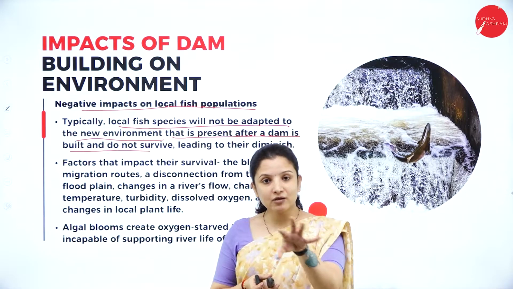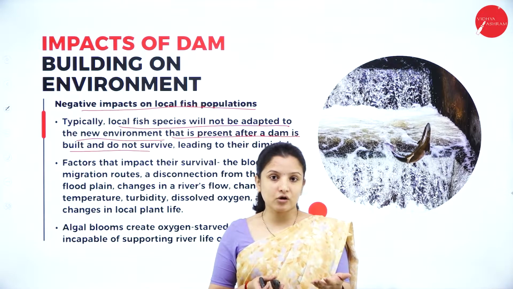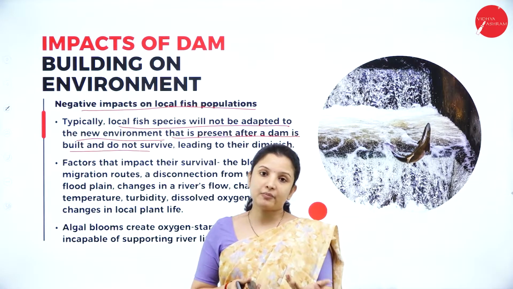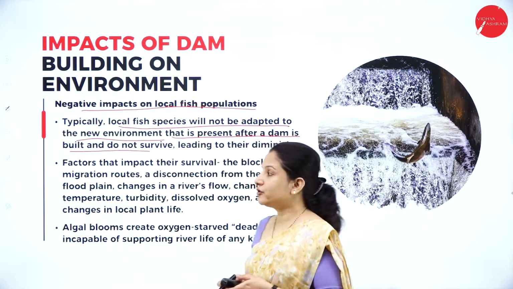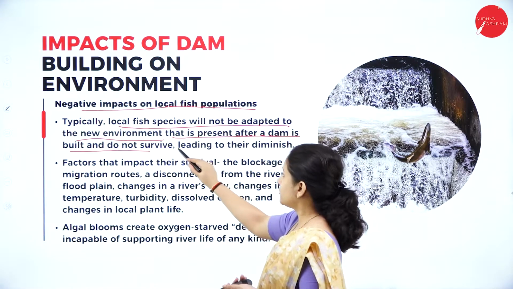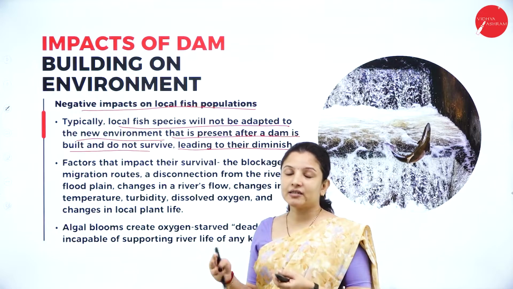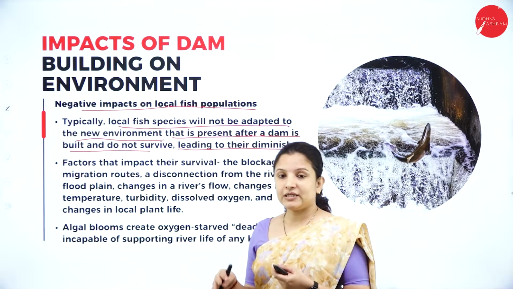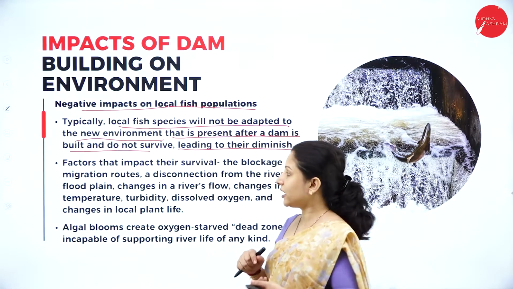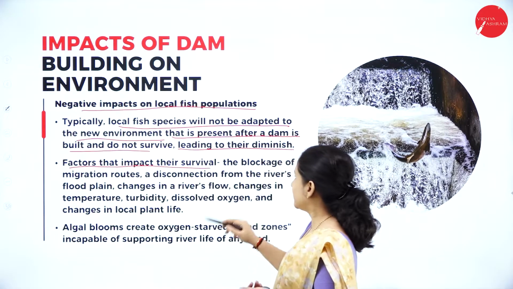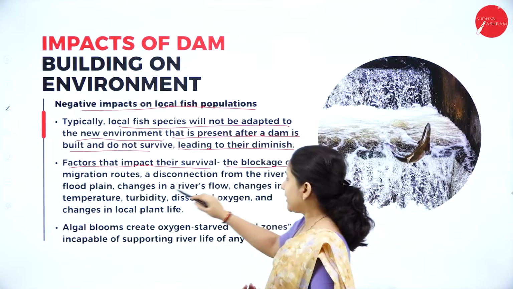So therefore, that water will become a new environment to the local fish, and these fishes will not be capable of surviving and they will start to die, and their population will decrease very slowly, and finally the population will become completely extinct from that particular area itself. So the factors that impact their survival are the blockage of migration routes.